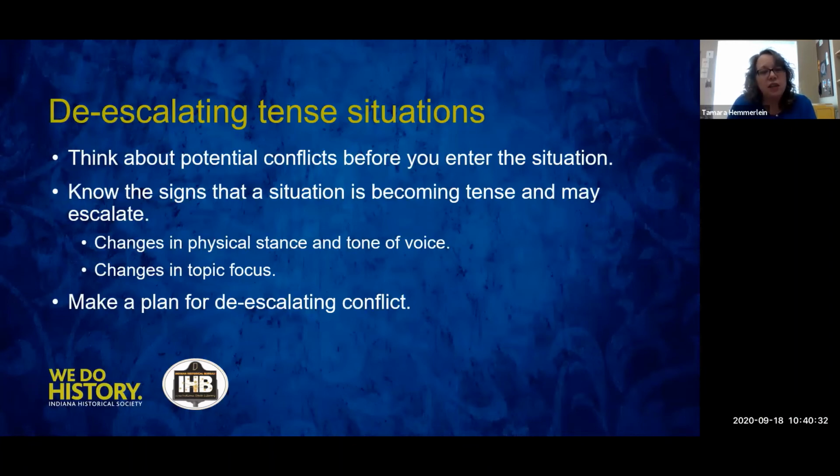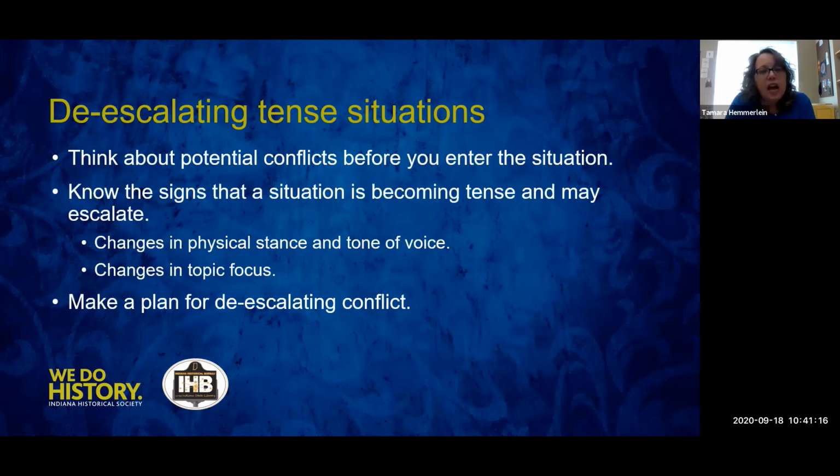Also be aware of changes in topic focus. So maybe you're going into a meeting and you're talking about a reuse of a downtown building, and everything is going fine. And then all of a sudden, somebody starts talking about absentee landlords and economic development, and really talking about those things in a way that is starting to flash that danger sign at you. So listen for changes in topic focus, something that goes from a more straightforward conversation to a conversation that is pushing everybody's buttons.